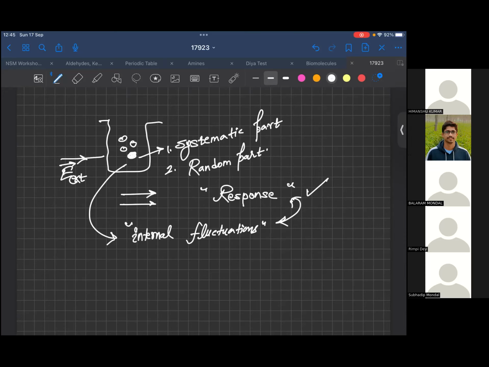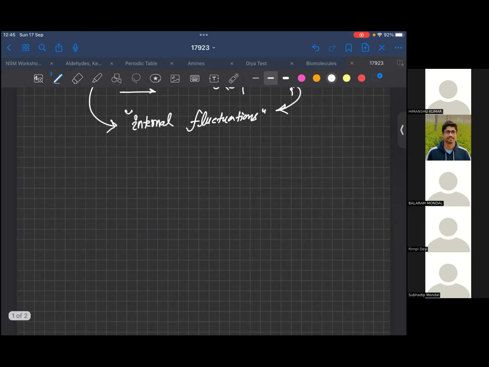So in the year 1905, Einstein gave this diffusion constant equation of a particle, where he said that diffusion of any molecule is related to kBT by m gamma. So we know this kBT is the thermal energy of a molecule in equilibrium, and this m gamma is our frictional constant.